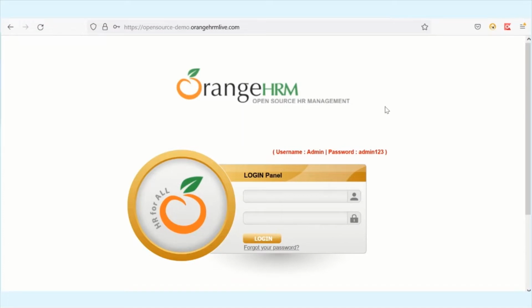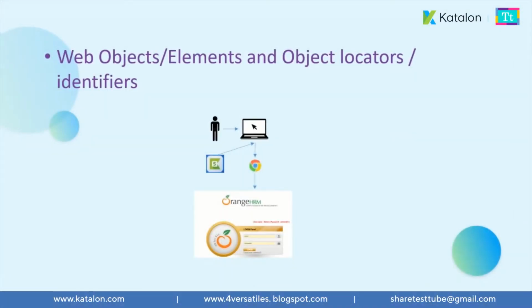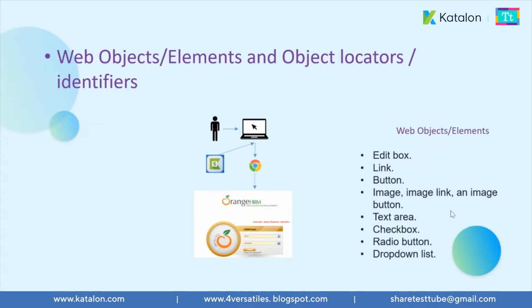Right. So now we understand the key elements of a web page for the interaction, the ones which are called web objects or web elements. Here is the list of web objects in all the applications. Any application should consist of all of these web objects or some of these web elements. It could be edit box, link, button, image, image link, image button, text area, checkbox, radio button, drop down list. Any application has to consist of all of these or some of these. It is important that you understand the web elements first.